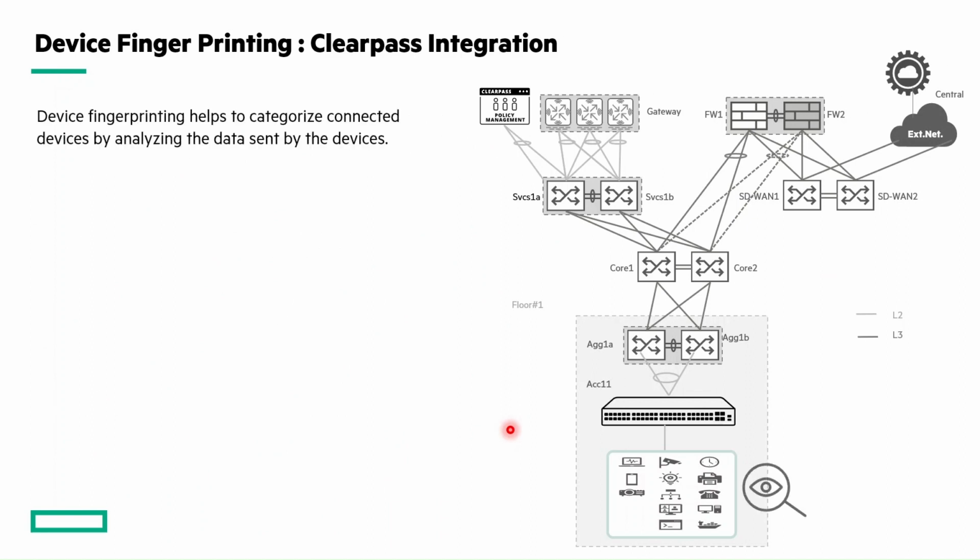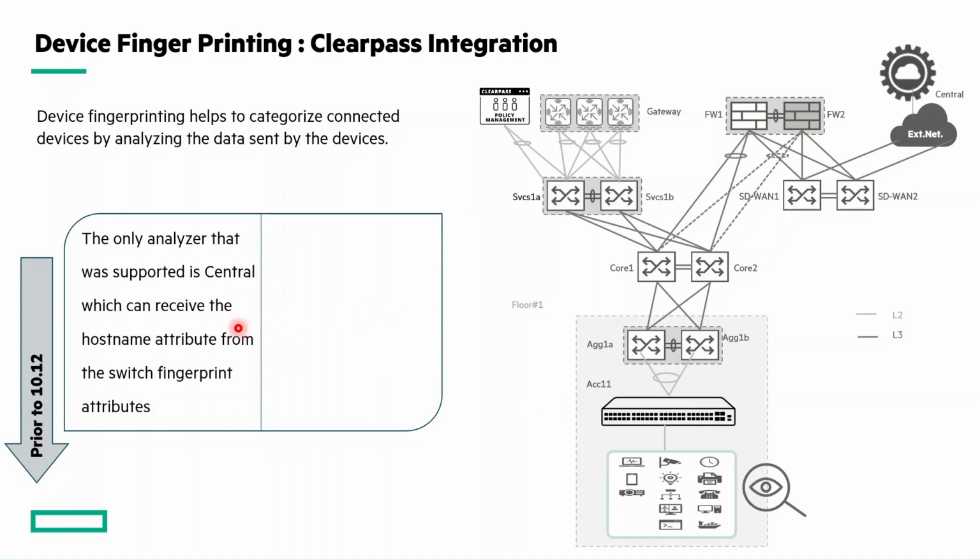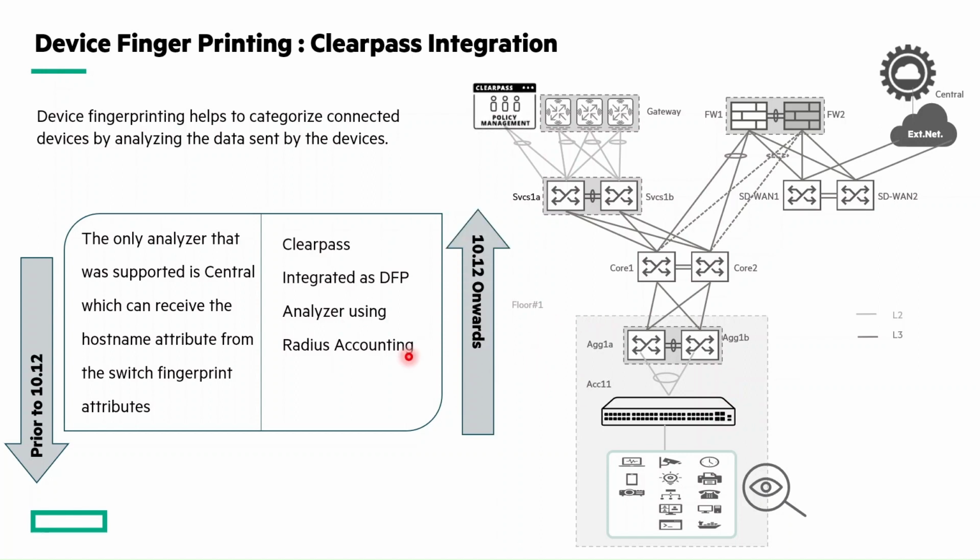As discussed earlier, the main purpose of device fingerprinting is that it helps to categorize the devices by analyzing the data sent by the end devices. Let's see the history of its support in our Aruba switches. DFP was introduced in our CX switches in the 10.8 release, but till the 10.12 release, Central was the only analyzer used by the Aruba CX switches, and hostname was the only attribute Central was pulling through REST API from the CX switches. From 10.12 onwards, we have ClearPass support for all the DFP attributes using RADIUS accounting.